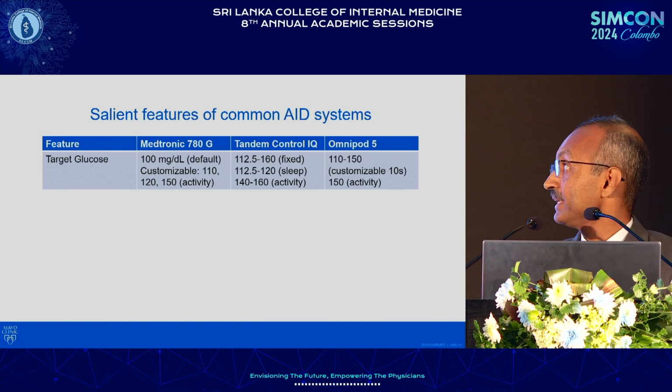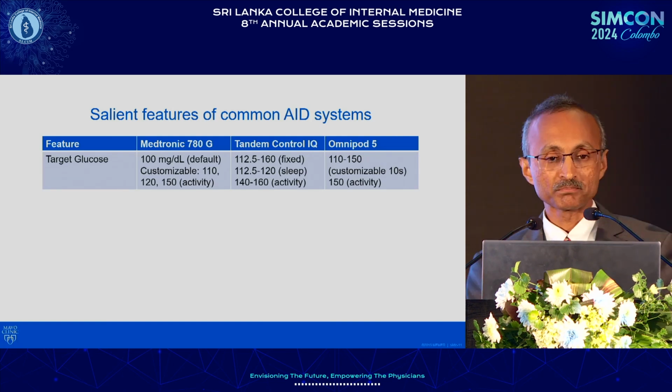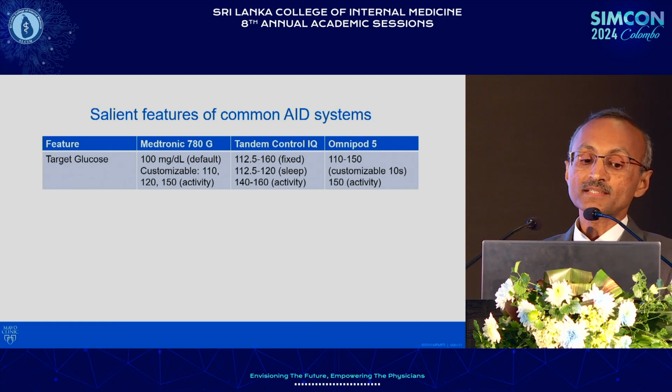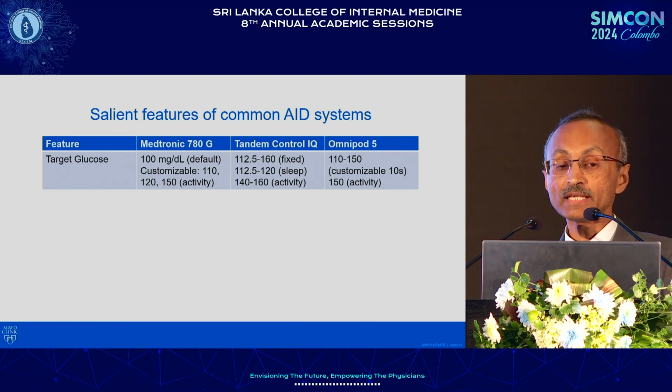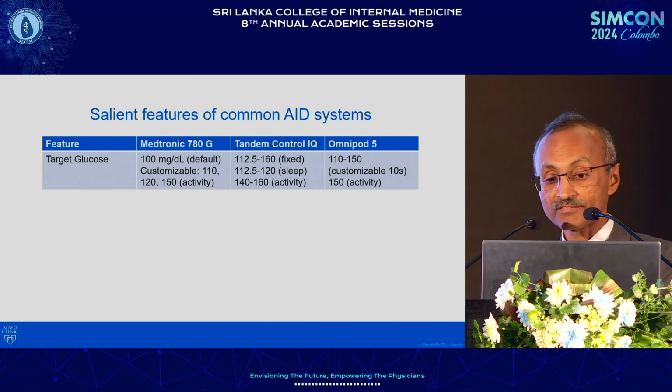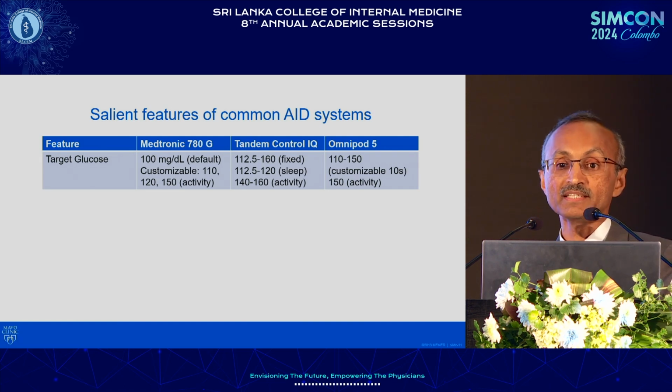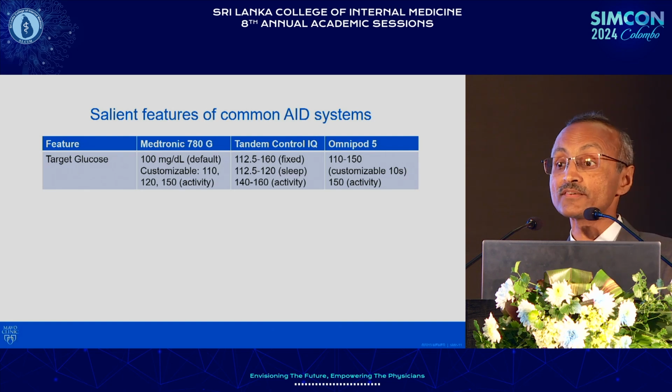Now, some more salient features, just to tell you how these pumps work. You can set a target glucose, and it will keep adjusting the insulin mainly to get to this target glucose. This target glucose is a little different for each, since all of them have their own proprietary software. The Medtronic has 100 milligrams per deciliter, Tandem is 112.5 to 160, and this is the Omnipod. And you can customize it a little bit. In some of these, you can customize the target glucose, and you can do it at different times.